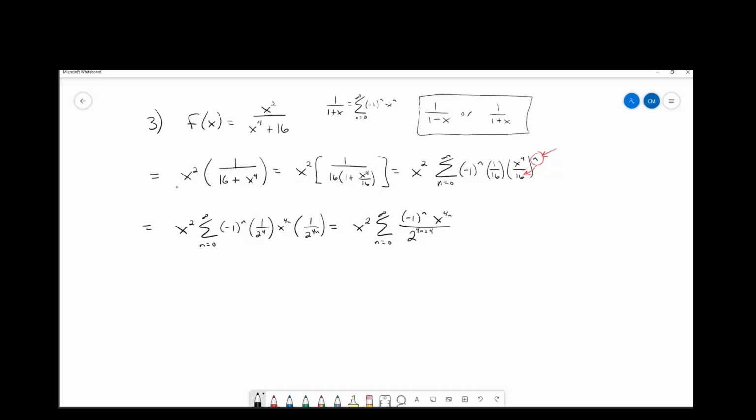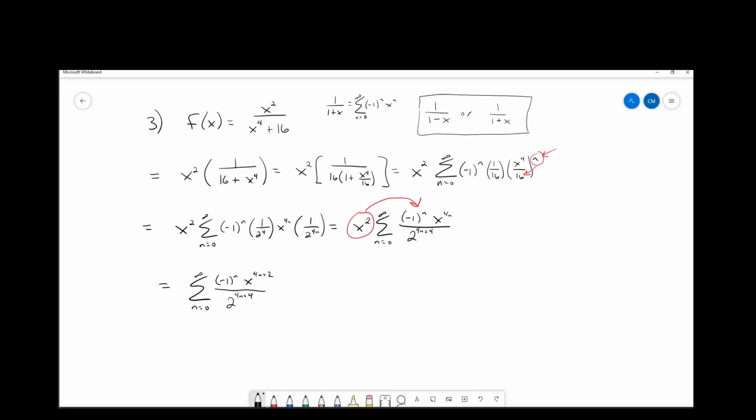Okay, so to answer the question about how we deal with this x squared out front, remember that this is just a bunch of stuff added together. So that really is just a distributive property. You can just distribute this x squared into that power series. And that's exactly what we do. We just multiply it in. So we're going to get that this is actually equal to the sum from n equals 0 to infinity of minus 1 to the n x to the 4n plus 2, that's again properties of exponents, divided by 2 to the 4n plus 4.